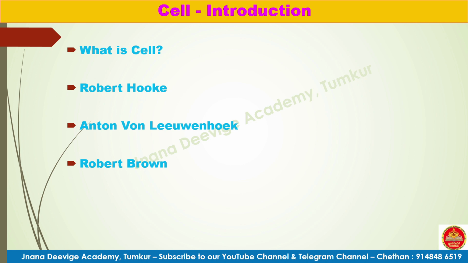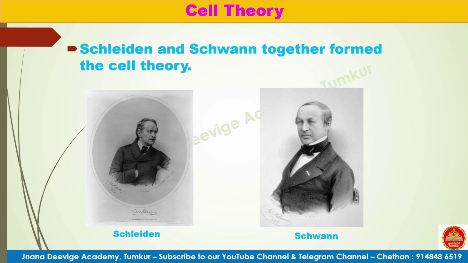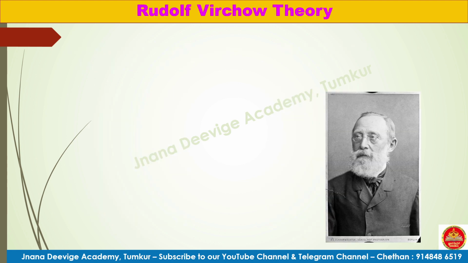Cell theory. Schleiden and Schwann together formed the cell theory. But they didn't explain how new cells are formed. In 1855, Rudolf Virchow explained that cells divide and new cells are formed from pre-existing cells.